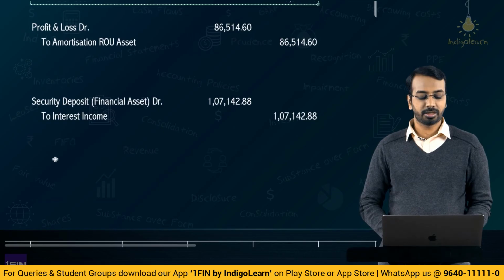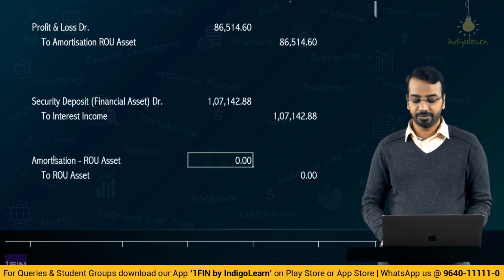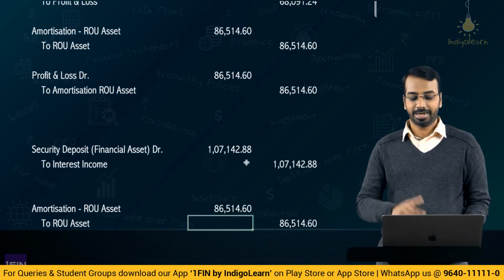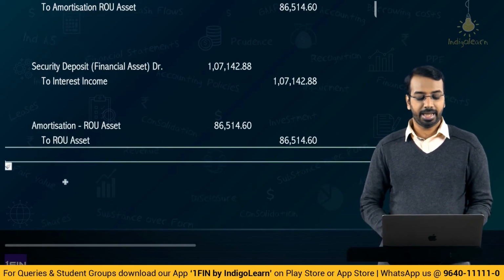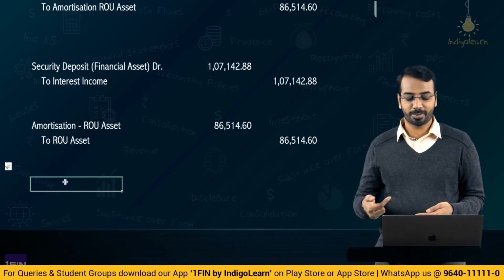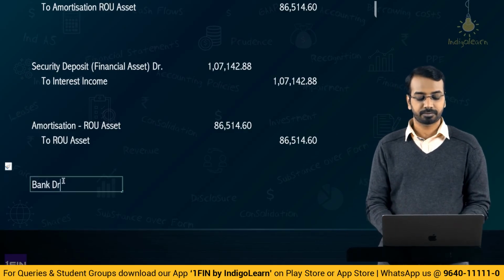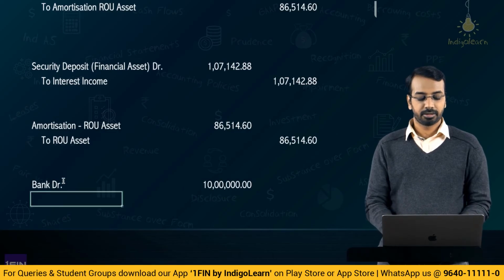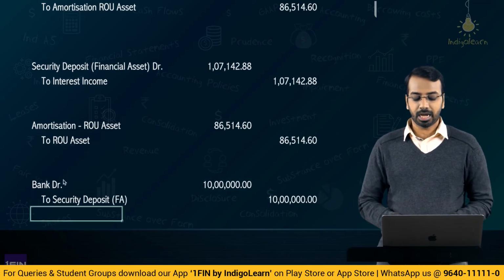Now, for amortization the values will not change, because every year the amortization is the same, so 86,514.60. And the third thing that will happen is, you will realize the deposit back. The lessor will give the deposit back. So, you will debit bank 10 lakhs and you will credit security deposit, which is the financial asset, by 10 lakhs.